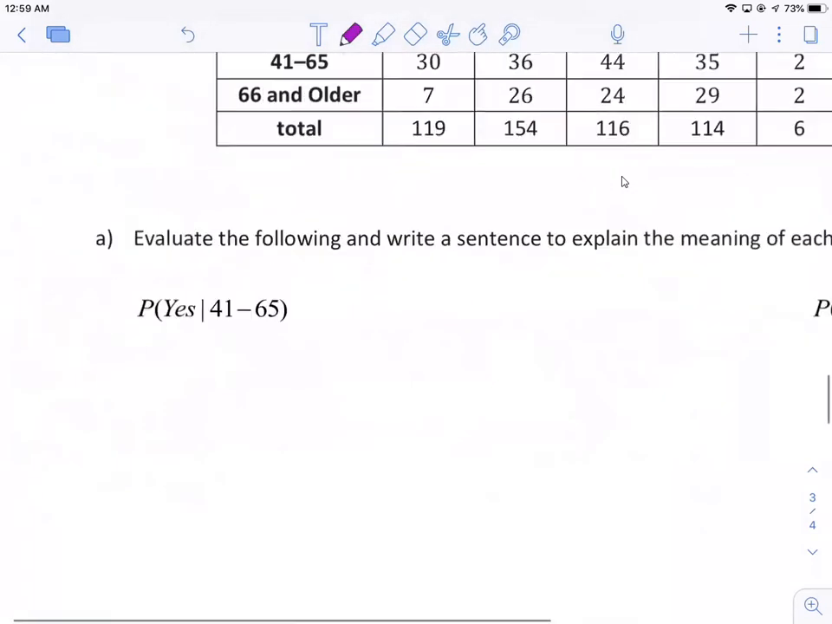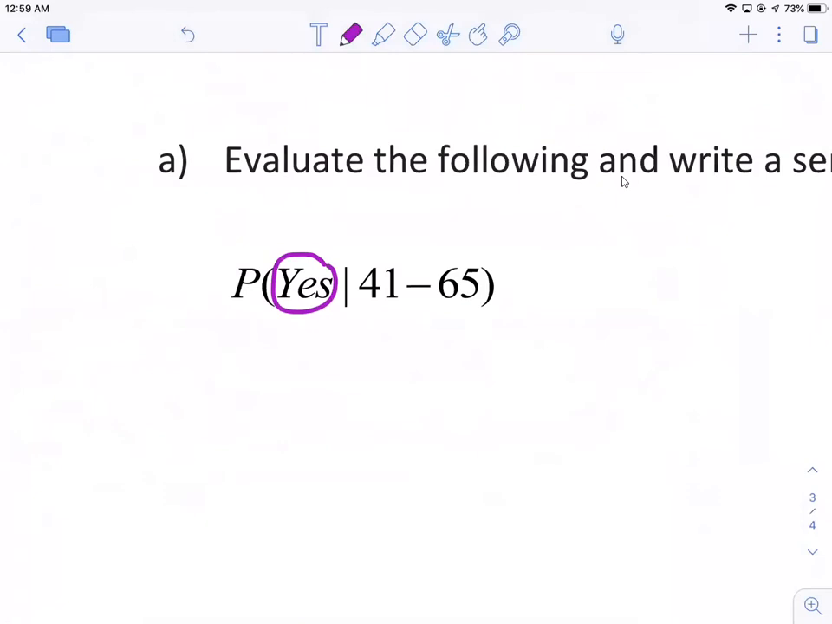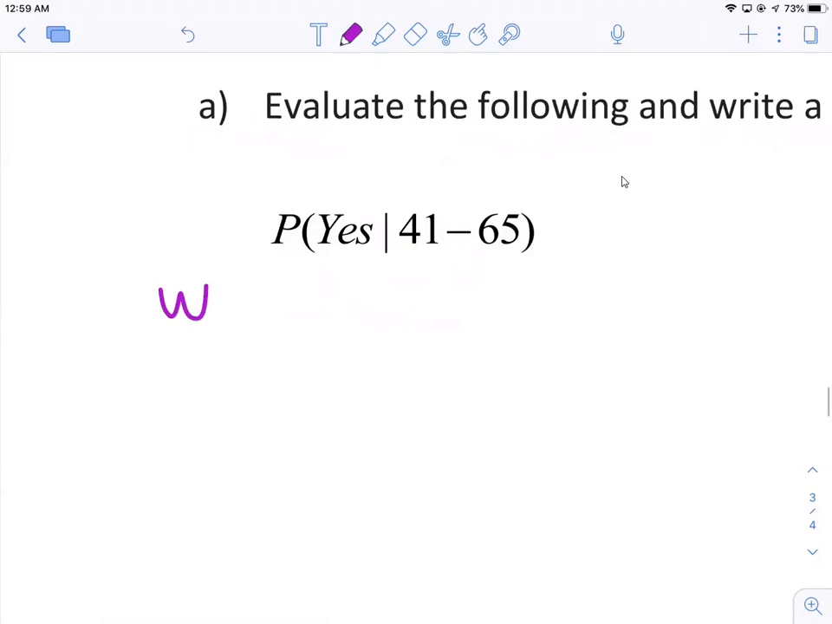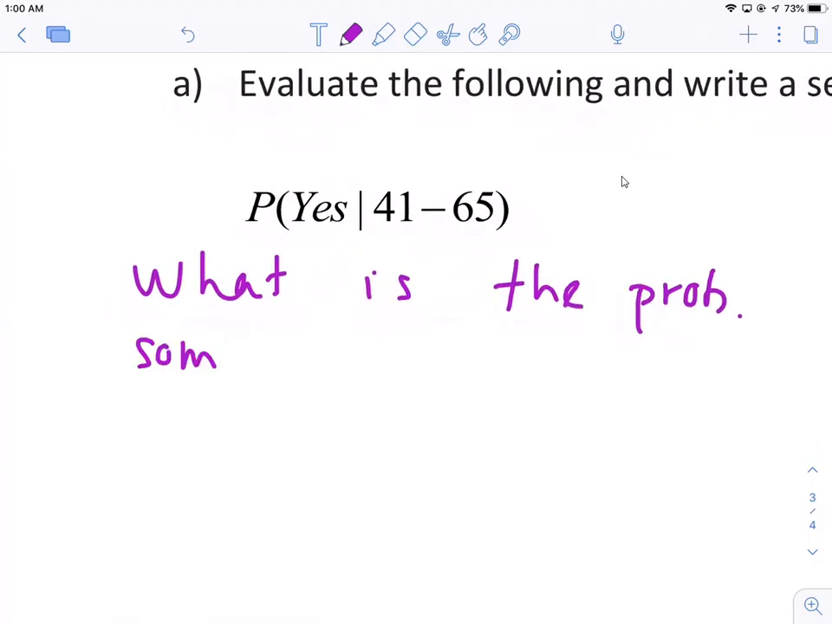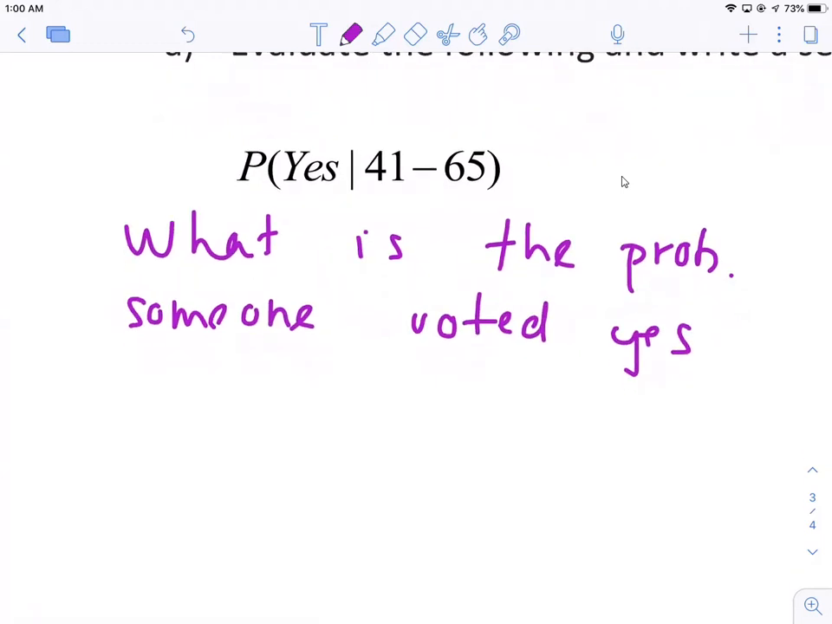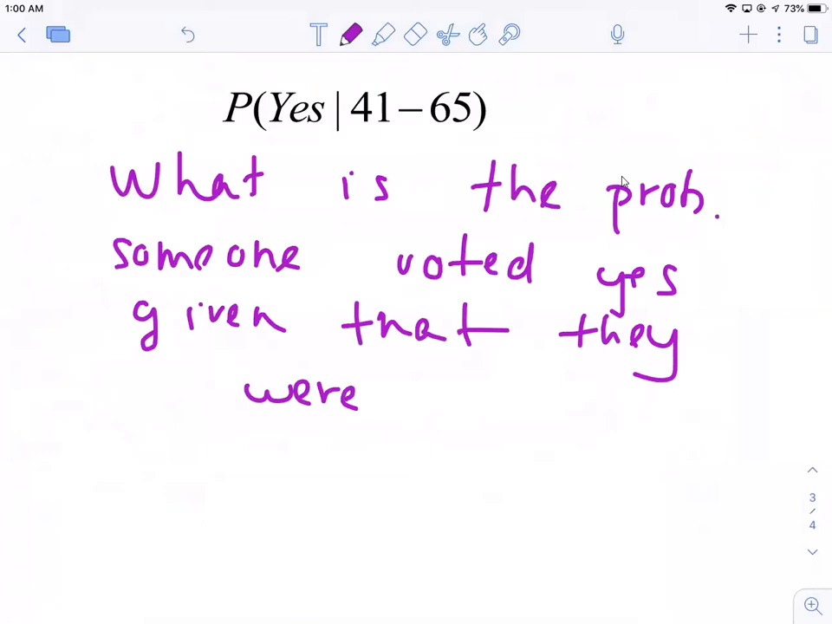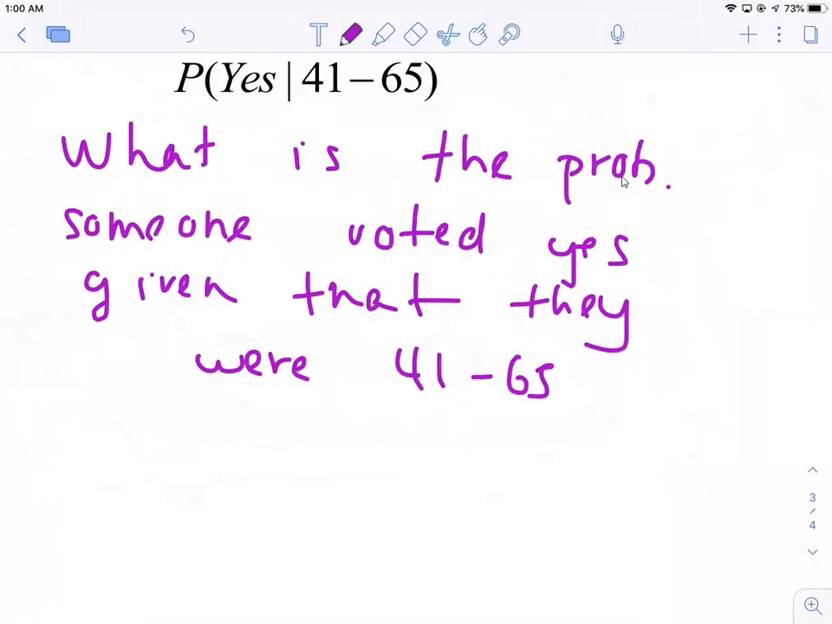So what's the probability that someone voted yes, given that they are in the 41 to 65 age group? I'm going to write that down. What is the probability someone voted yes, given that they were 41 to 65 years old?